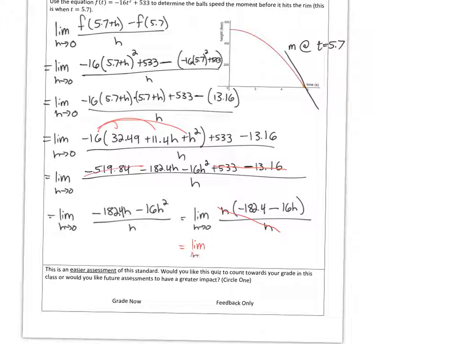And the limit as h approaches 0 of negative 182.4 minus 16h. As h approaches 0, this term goes away, and it's negative 182.4 feet per second. So that's the units that we want. If you didn't put them, that's okay. You should at least know that it is a negative slope and speed is a negative speed because there's a downward slope.